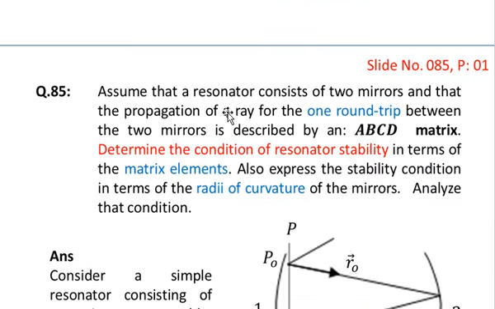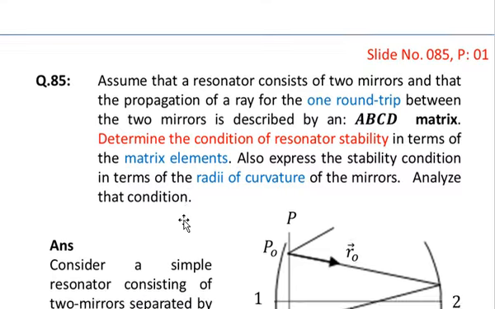Question is, assume that a resonator consists of two mirrors and that the propagation of a ray for one round trip between the two mirrors is described by an ABCD matrix. Determine the condition of the resonator stability in terms of the matrix elements. Also express the stability condition in terms of the radii of curvature of the mirrors.